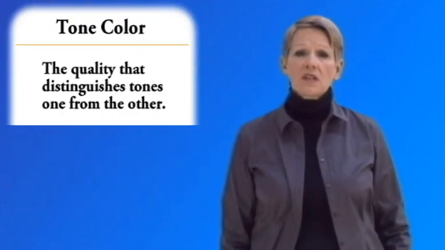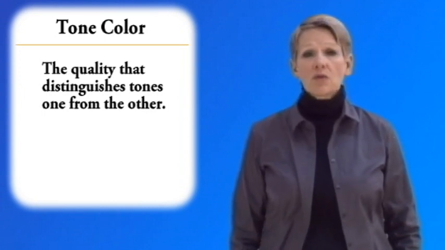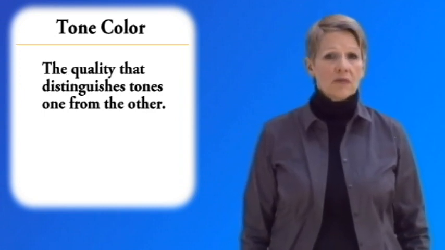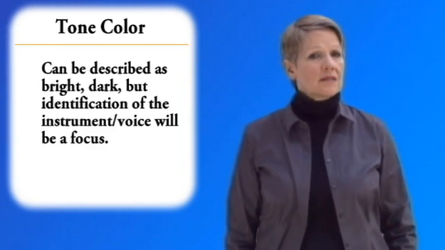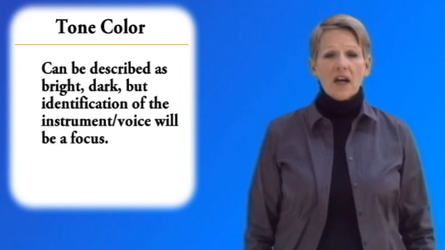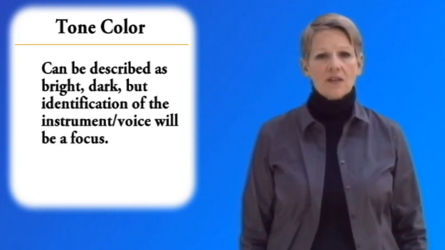The next property of sound is tone color, which is the quality that distinguishes one instrument from another. It can be described as bright or dark, but identification of the instrument or voice will be a focus in this class. There is an unlimited variety in the orchestra.